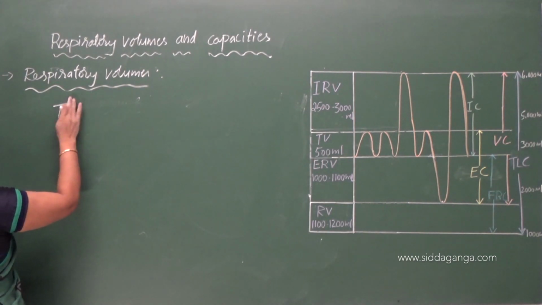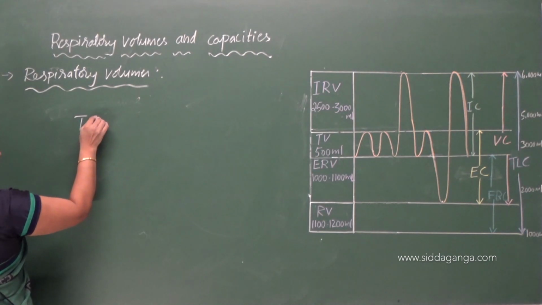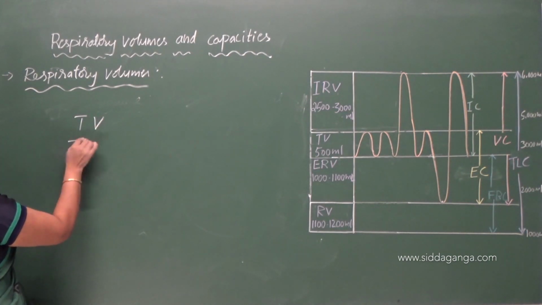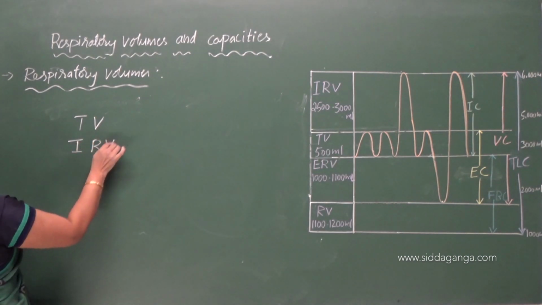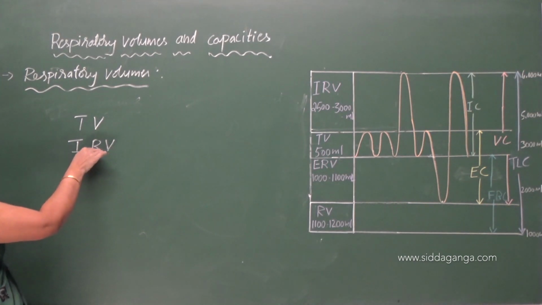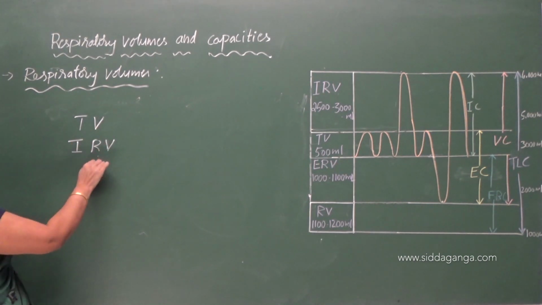Tidal volume. Then the inspiratory reserve volume. So it is the additional volume of air that a person can inspire by forcible inspiration.